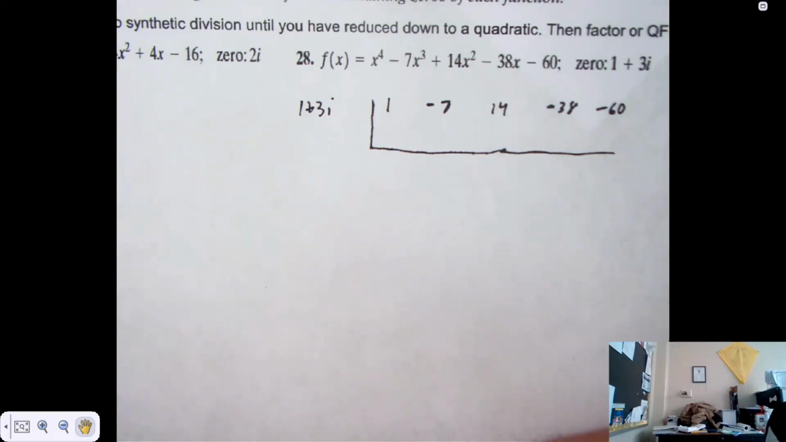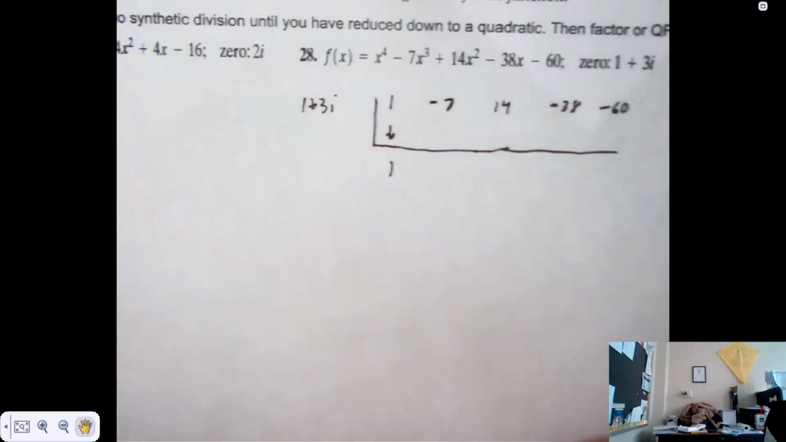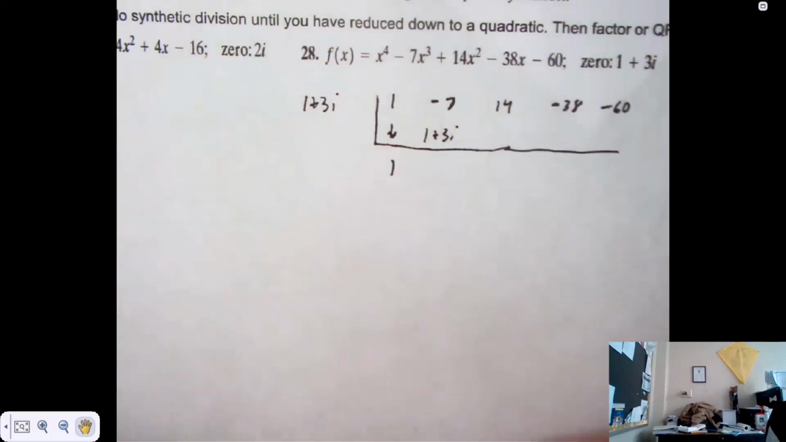Don't be scared of it. It's just a number. That's the setup. Everybody can do the setup. What do you do with the 1? Drop. Now what do you do with 1 plus 3i and 1? That's 1 plus 3i. Add them. Focus on like terms.